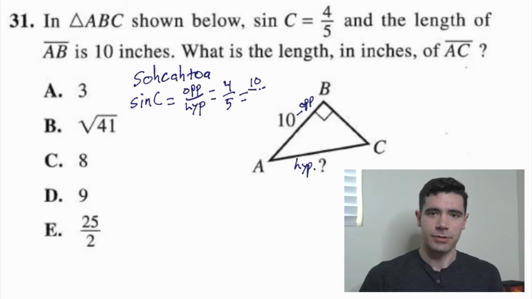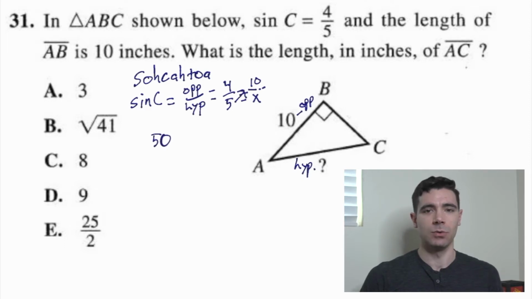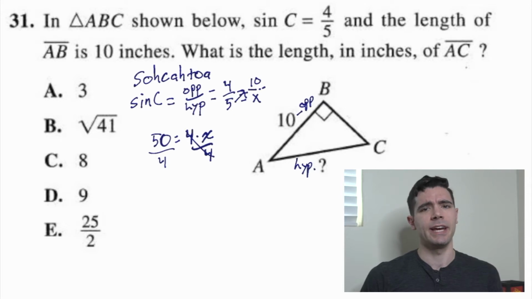Anyway, now we have this fraction. 4 over 5 equals 10 over, let's call it x. And we cross multiply. All right, well that means that 50 equals 4 times x. We divide both sides by 4 because, algebra. And then we have 50 over 4 equals x. Oh no, I don't see 50 over 4 in the answer choices.